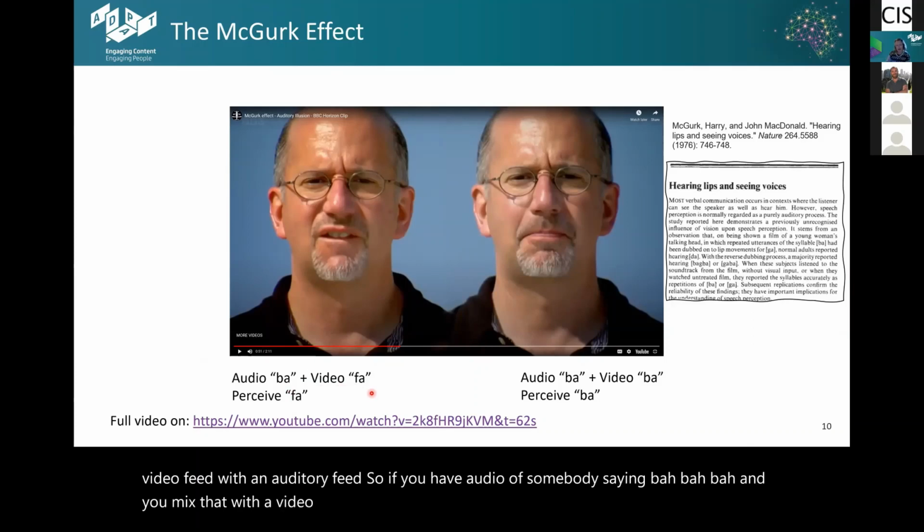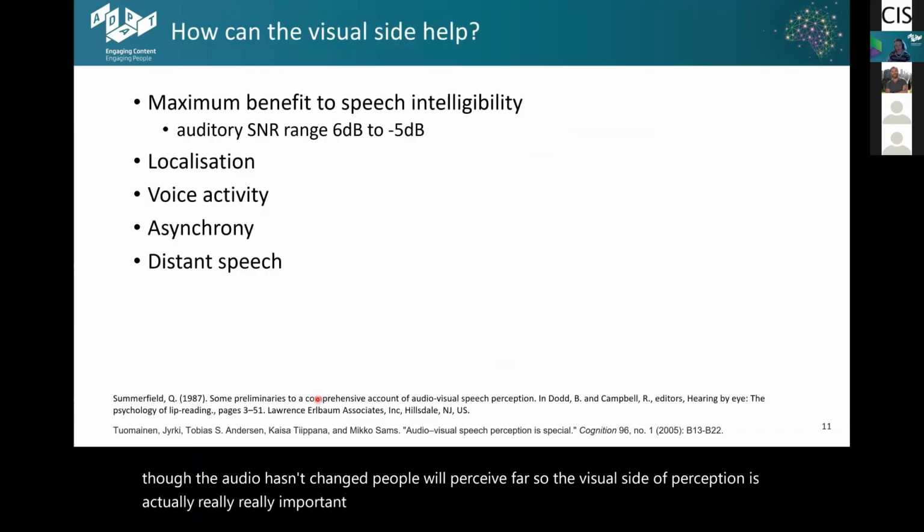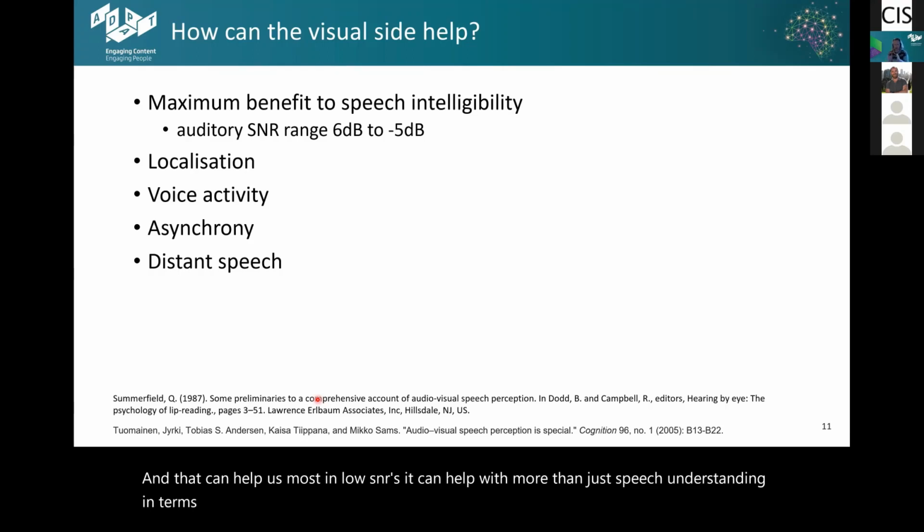And that can help us most in low SNRs. It can help with more than just speech understanding in terms of speech decoding of words. It can help with localization, telling who in a room is speaking. We as humans can deal with a lot of asynchrony in speech, and it can help us with distant speech as well. So, you know, the visual side has a lot to offer, but speech recognition in itself is maybe quite a narrow viewpoint.